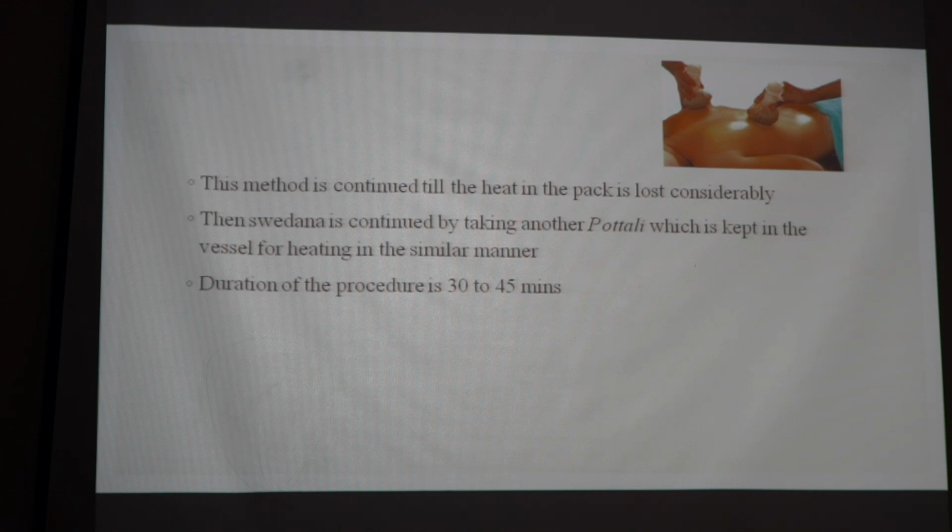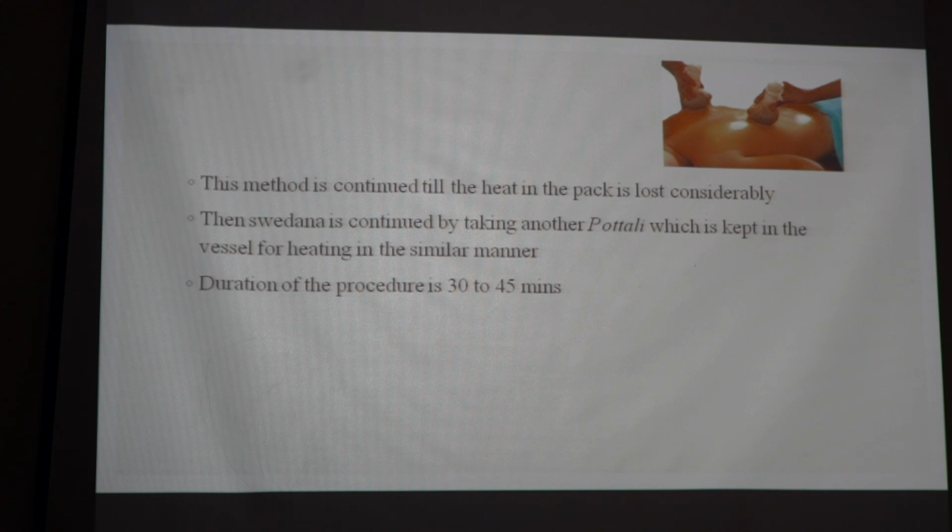First we'll check the temperature over the dorsum of the hand, then we'll pat it, and then we'll gently rub it over the body. It should be tolerable for the patient's body. In linear fashion we'll do it. Rubbing: in joints, circular fashion, and in other limbs we can do it in linear.